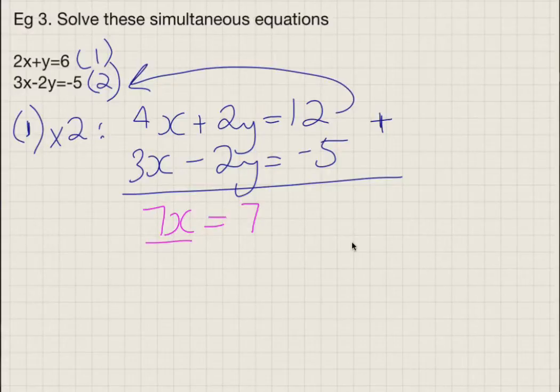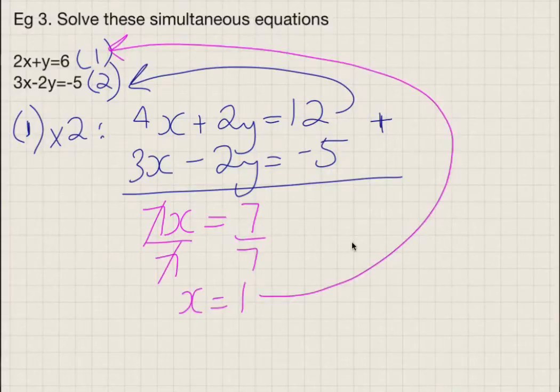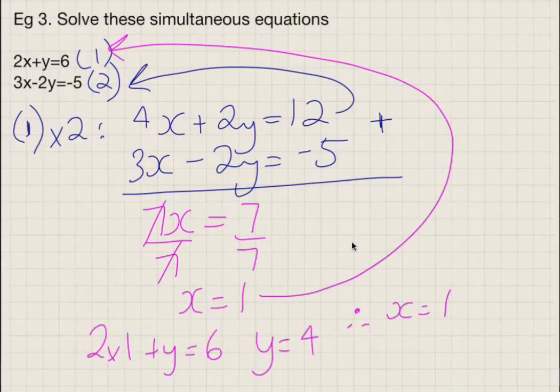Substituting x equals 1 back into our initial equation. So 2 times 1 plus y equals 6. Solving that, it's a fairly simple one. We should get that y equals 4. So therefore x equals 1 and y equals 4. Okay, and that's it for simultaneous equations.